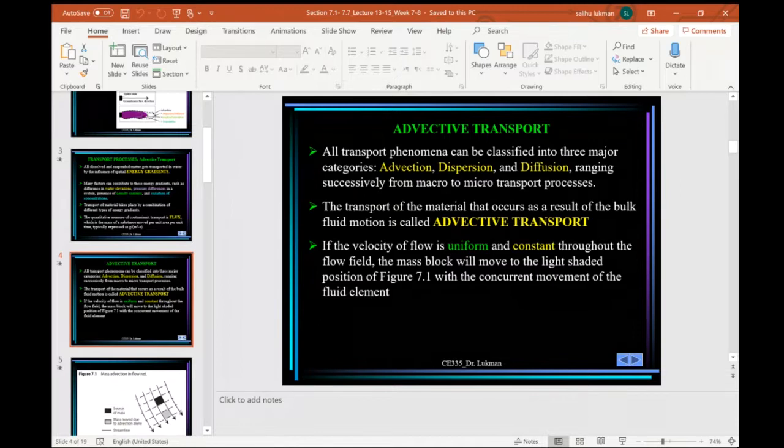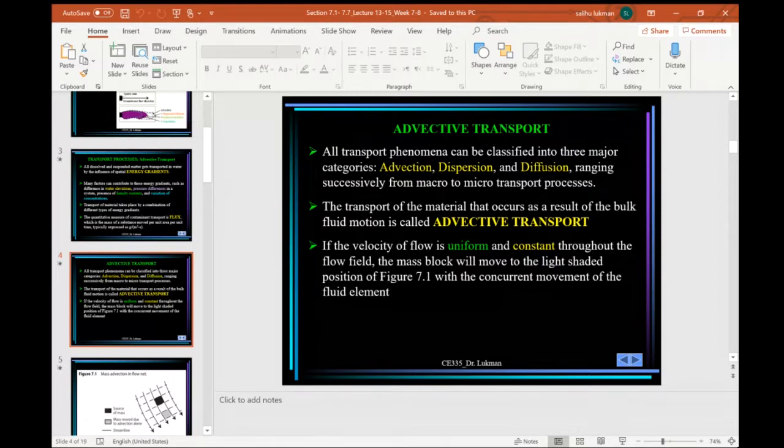Now, for the transport of the material, we will explain what is dispersion, diffusion and advection. So don't worry. But now we want to start with the basic one, which is advection, or advective transport. The transport of the material that occurs as a result of the bulk fluid motion is called advective transport. Just like a plug flow, the contaminant and the water move together at the same forward velocity. If the velocity of flow is uniform and constant throughout the flow field, the mass block will move to the light shaded portion of figure 7.1.